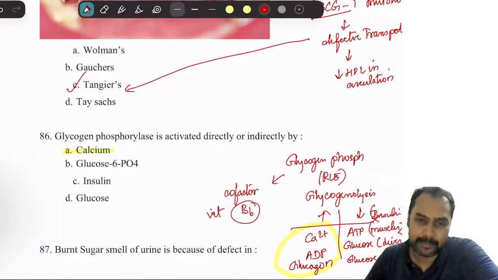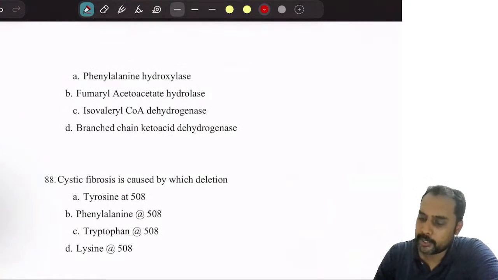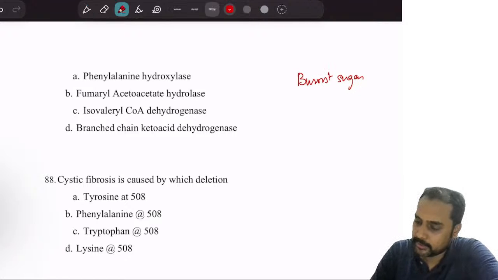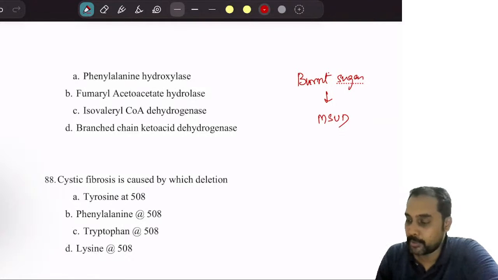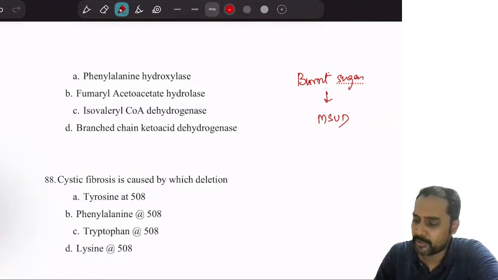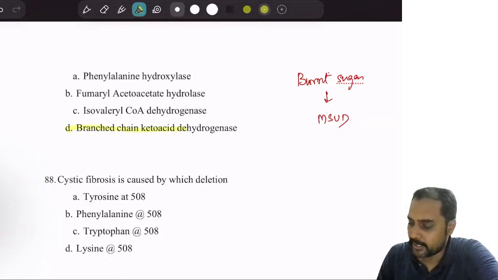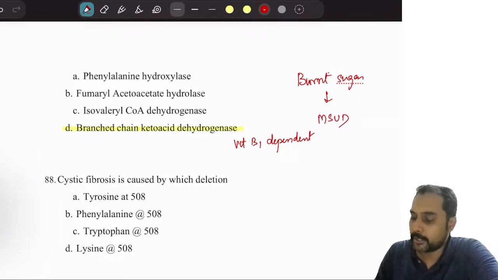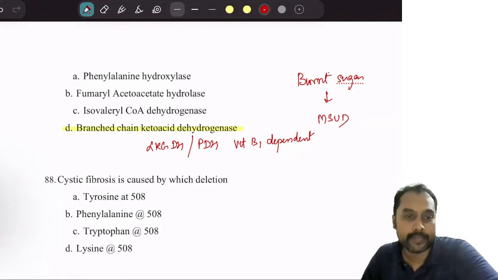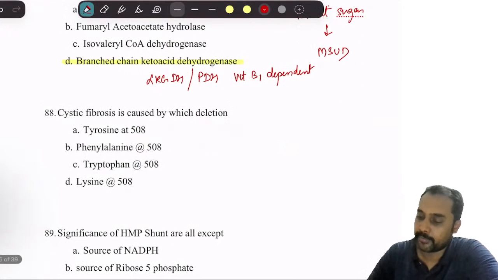So burnt sugar smell is because of MSUD. Okay, so burnt sugar smell, MSUD. What is the defect in MSUD? It's a very straightforward question. Nothing is there. Branch chain keto acid dehydrogenase. There's one other point. This is vitamin B1 dependent. There are other two enzymes, alpha KGDH and PDH. These are all vitamin B1 dependent enzymes, right?